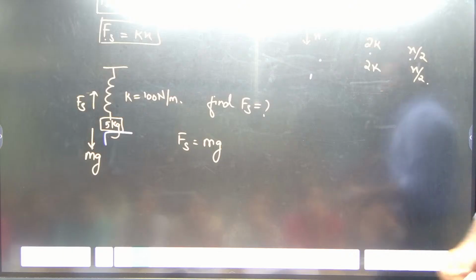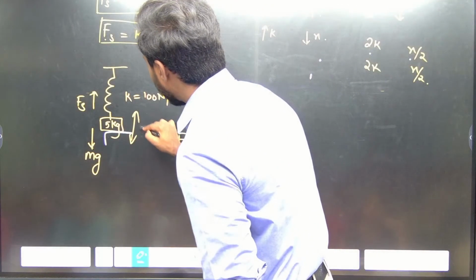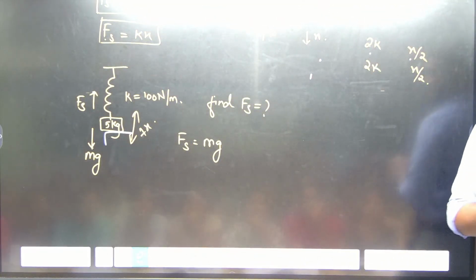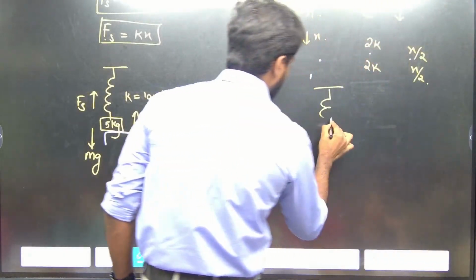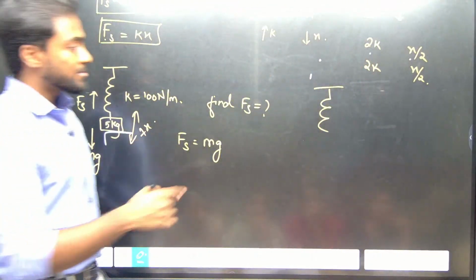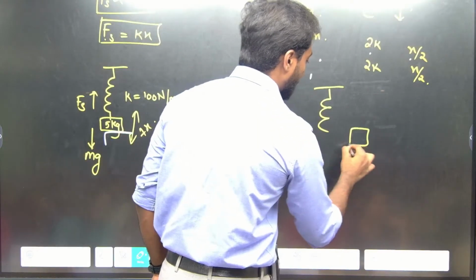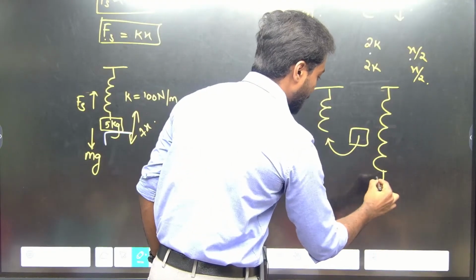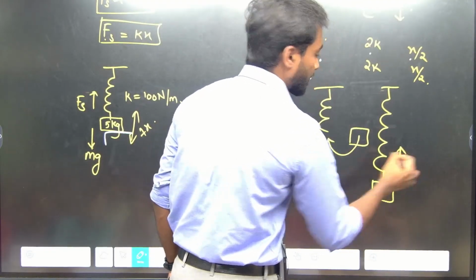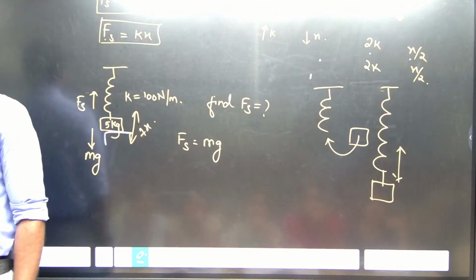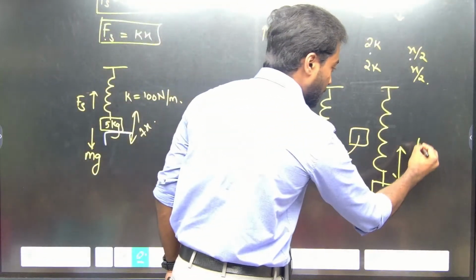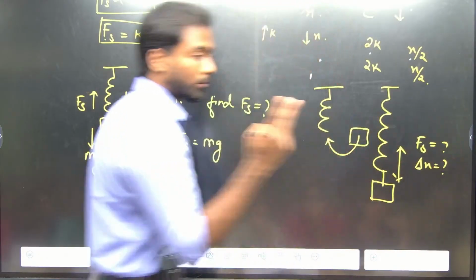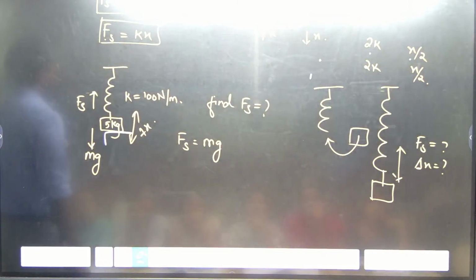So I can say that there will be some elongation also, that is delta x, after keeping the block. So try to understand here: there is a spring, that's it. Second thing I have done is I have added a block here. So what happened here? It will elongate. Now you understood, no? So I need to find what the spring force is, and also what the elongation is. Two unknowns are there. How to find them now? That is the question.